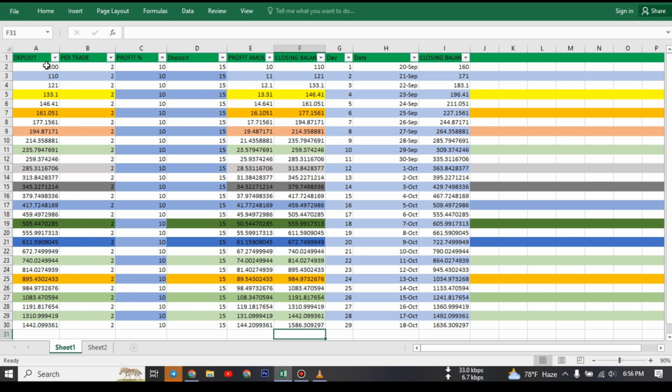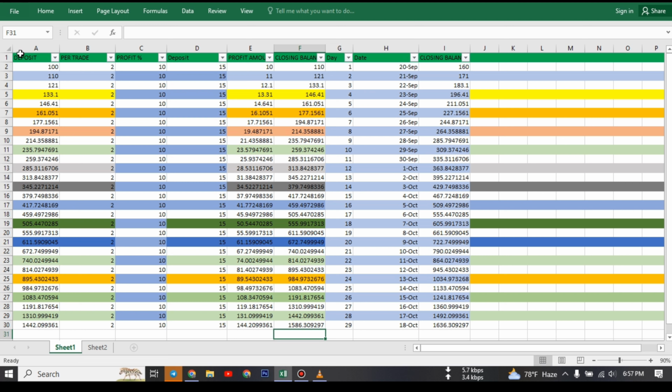So first of all, in the money management, you have to see this is the deposit, and this is the per trade amount, this is profit, this is profit percentage, profit amount, closing balance, date. So what are the meanings of those headings? This is the deposit. Deposit means your deposit amount, how much you are depositing or what is your balance. This is the main thing.